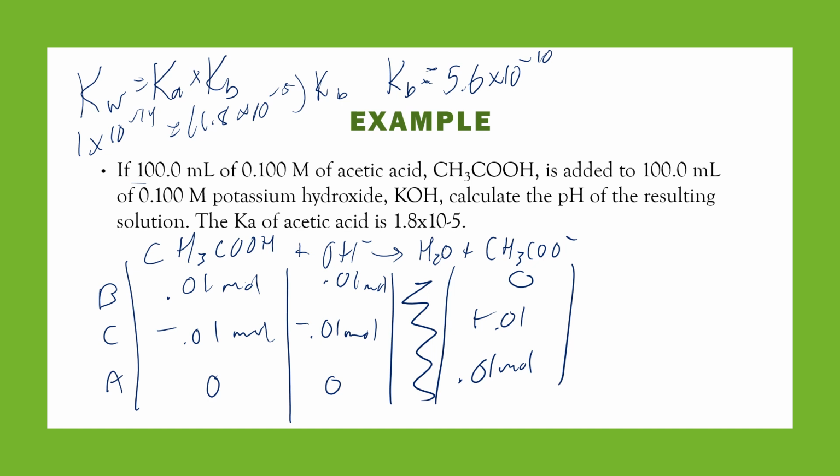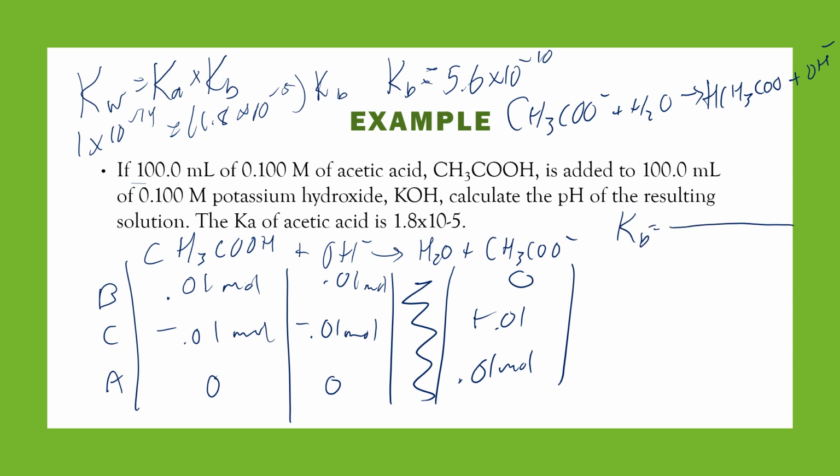Okay. You also need to, let's go ahead and write our reaction for the CH3COO minus in water, because that's all that's left, right? A fraction of that will form acetic acid, and you'll leave behind some hydroxide ions. So my Kb expression is the acetic acid times the hydroxide ions all over the CH3COO minus.